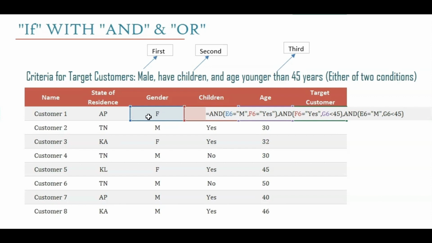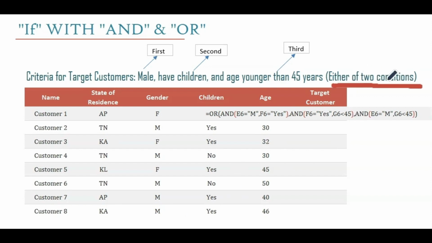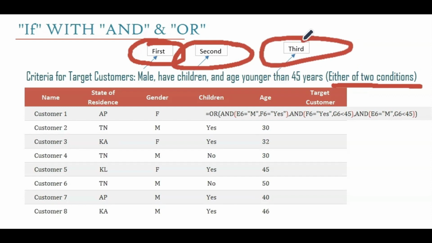As we ascend the Excel mastery ladder, we encounter OR logic. This powerful tool lets us use multiple conditions, seeking customers who are either male or age younger than 45 years. So, it is helping us to satisfy either of the conditions, that is first male, second have children, and third age younger than 45 years.